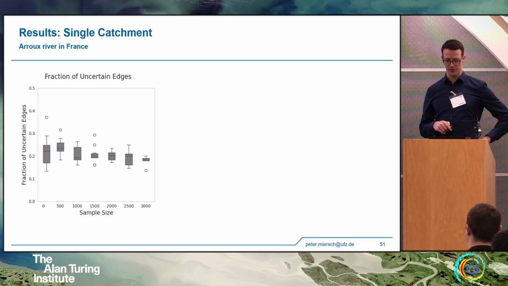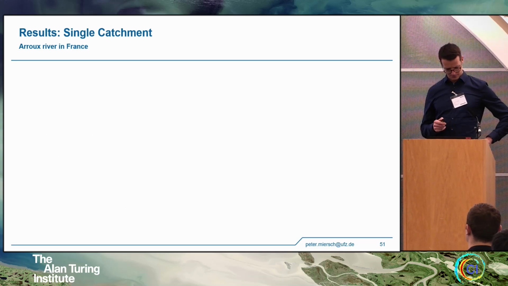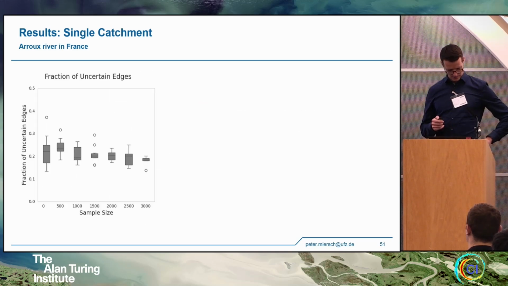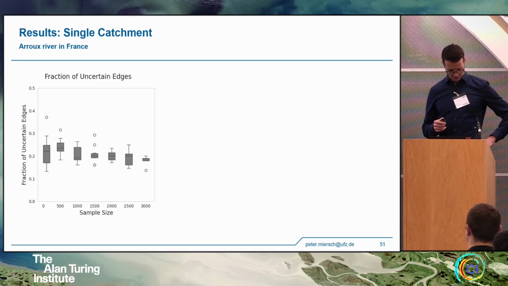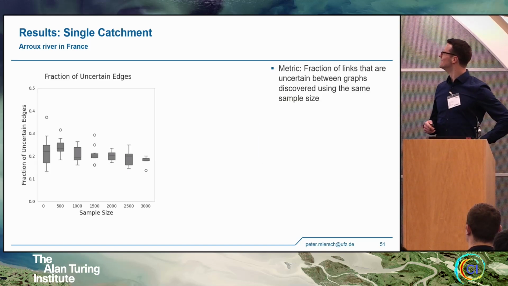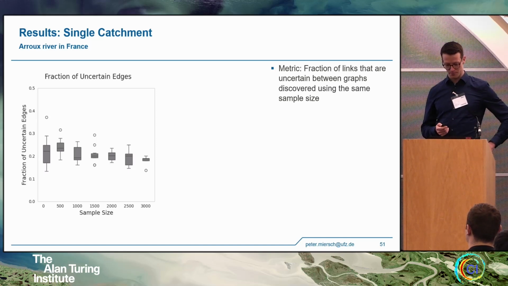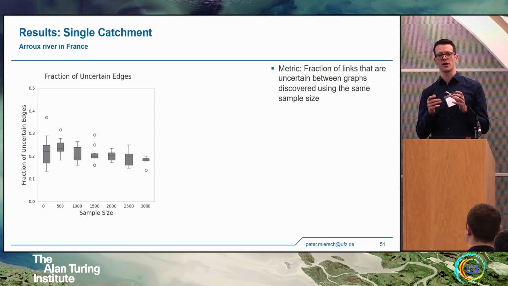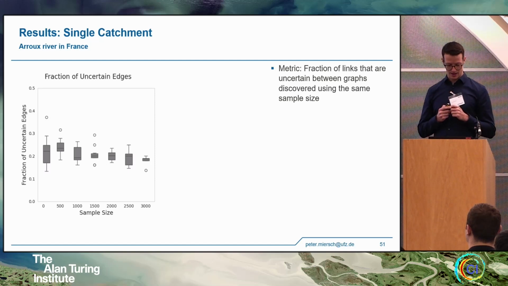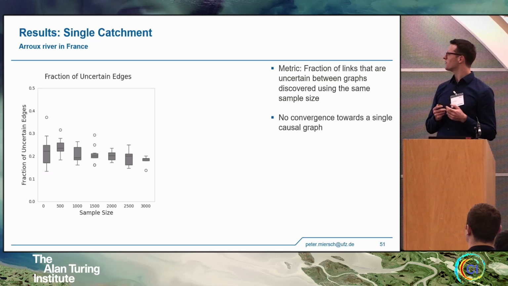And the next metric that I want to use is the fraction of links that are uncertain between graphs discovered using the same sample size. There's one slide missing, but it's in the... So if I have two graphs that I have discovered, I can just look at how many edges are different between those two. And what we can see here, for this single catchment, is that we do not really converge towards a single causal graph.